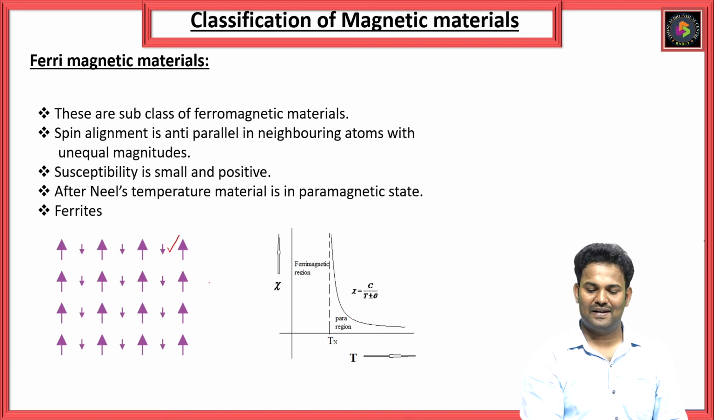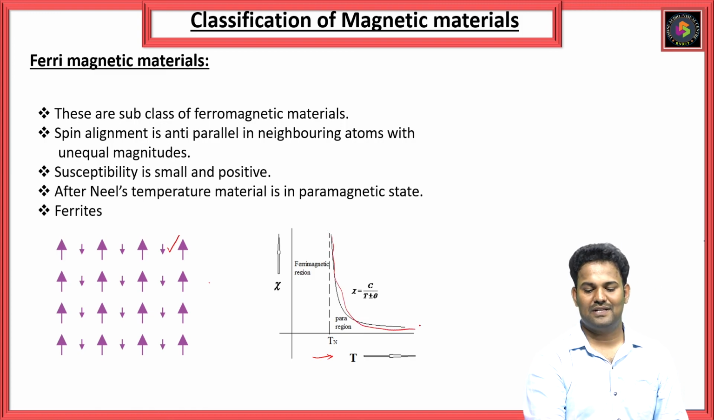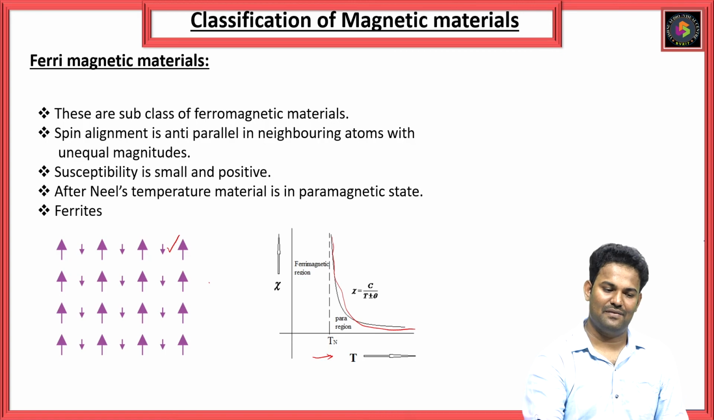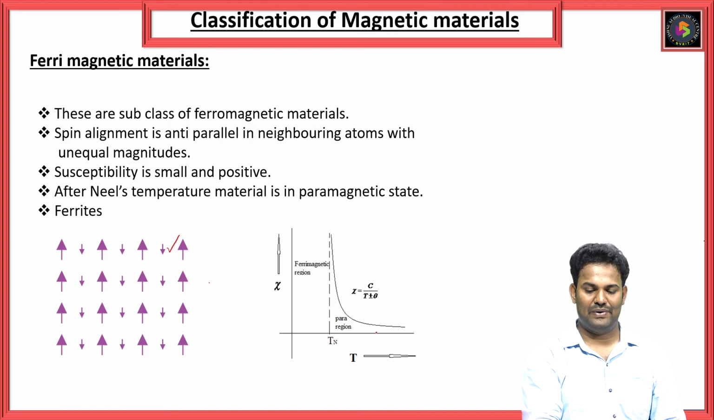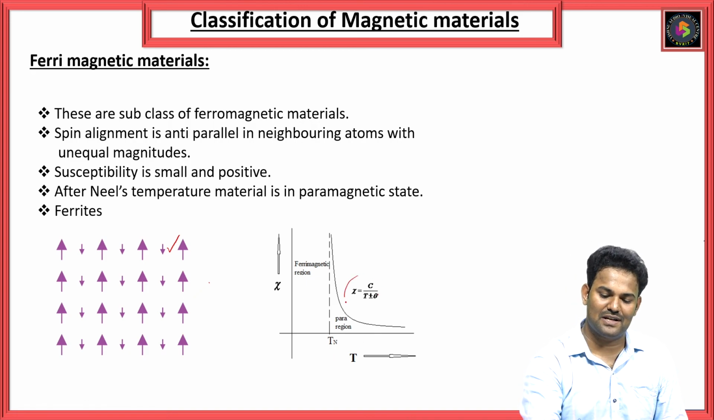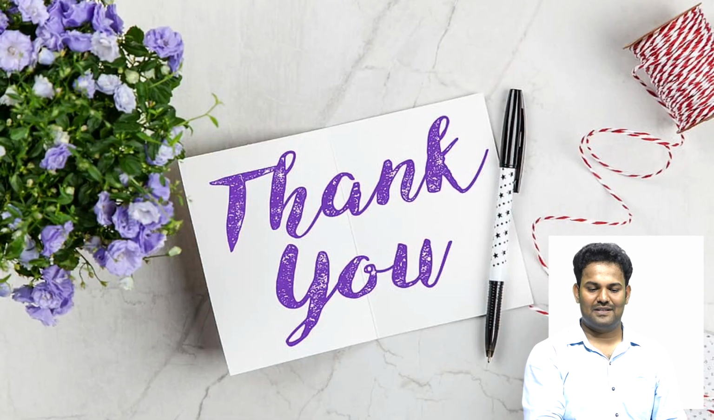Here also a ferromagnetic region is there when we apply temperature to ferrimagnetic materials. Its magnetization changes like this. If you apply temperature, its state changes into the paramagnetic state: anti-ferro to para, ferri to para. This is known as the Neel temperature. These susceptibility values can be explained completely by Curie's theory, and we can do that in the next class.